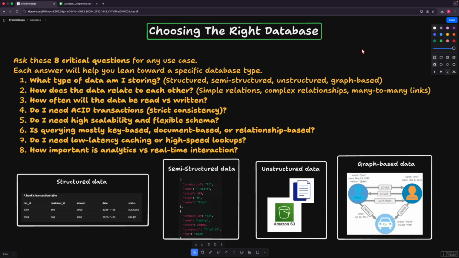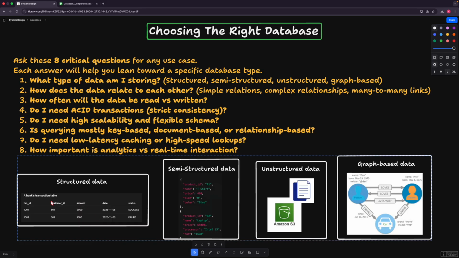For that reason, I have listed down these 8 critical questions that we must ask before finalizing any database. First of all, we should understand these 4 different types of data. First is structured data. Structured data is when we know exactly what data we need to store, where we have defined parameters, and every piece of data that is added will have the same parameters. In such a condition, we call it structured data.